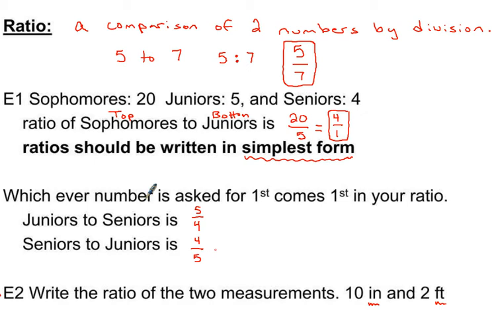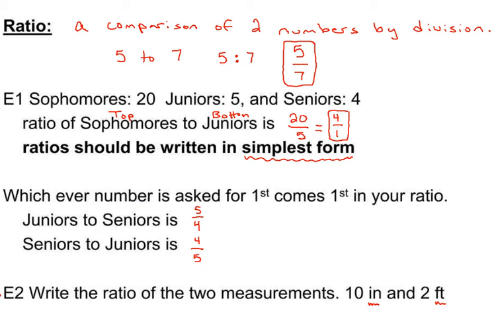5 over 4 is equal to 1.25. 4 over 5 is equal to 0.8. 1.25 if you want the actual number for it. So when you look at these, they are very different amounts. Because of that, the way you write them is very important.